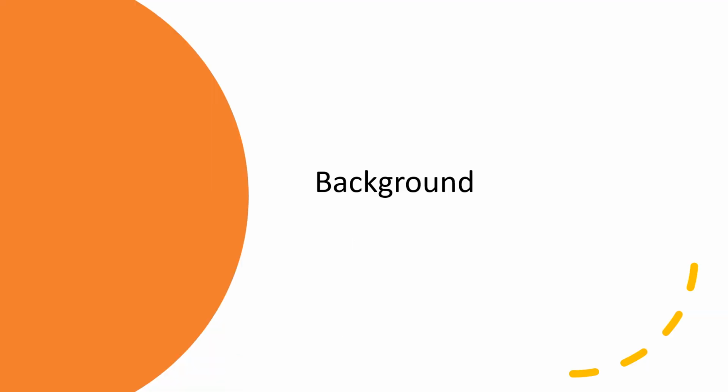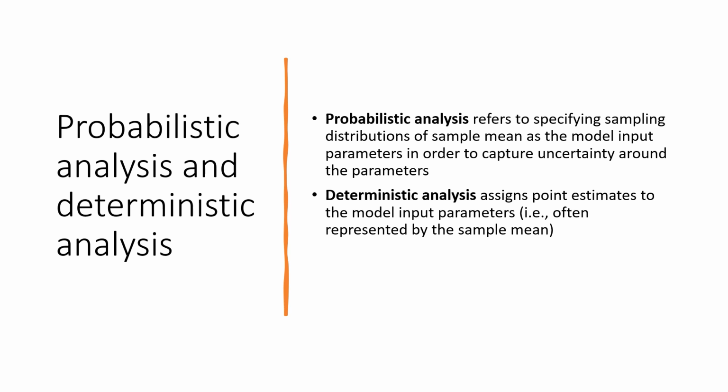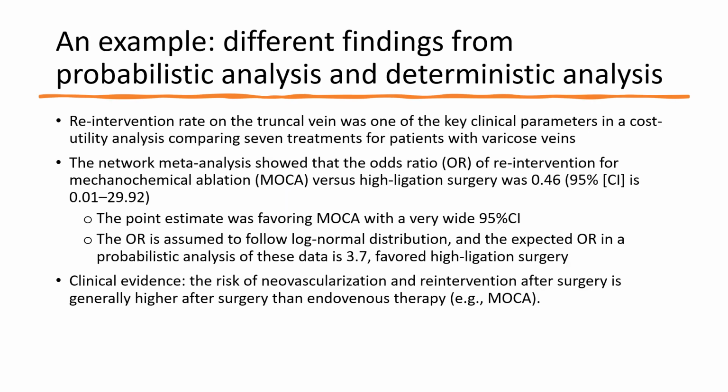I will start with the background. In the field of health economics, probabilistic analysis refers to specifying sampling distributions of sample mean as the model input parameters to capture uncertainty around the parameters. Deterministic analysis assigns point estimates to the model input parameters, often represented by the sample mean. The model results of the probabilistic and deterministic analyses are often similar. However, in some cases, probabilistic and deterministic analyses may yield different results.